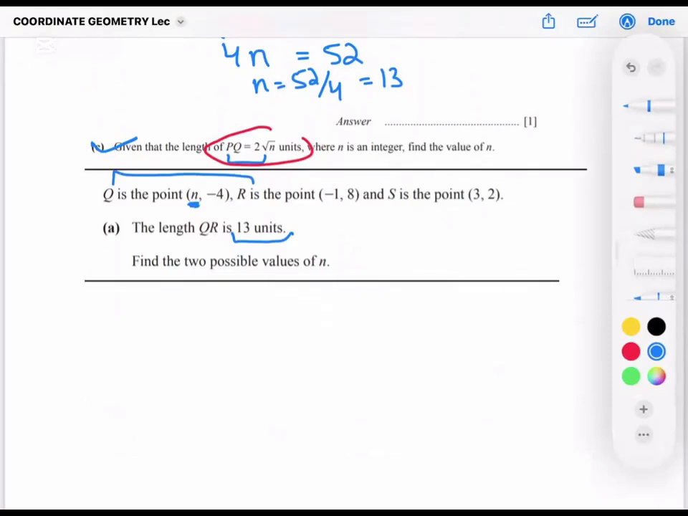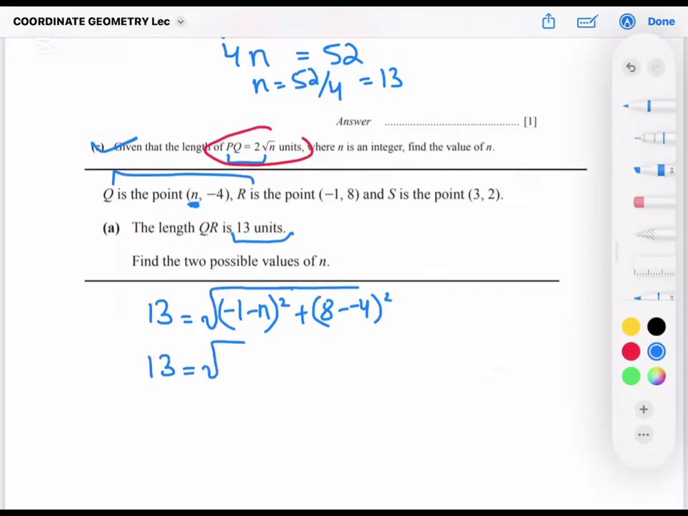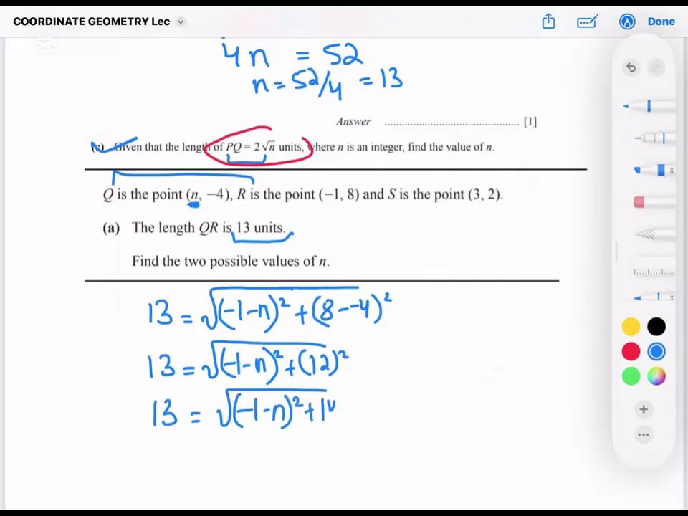So the length of QR is 13, so I will write 13. Now I will apply the formula. x2 is minus 1 and x1 is n, so I will write n here. Plus y2 is 8 and y1 is negative 4. So 13 equals root of (minus 1 minus n) whole squared. So minus minus plus, it will become 12 squared. 12 squared will be 144. Plus (minus 1 minus n) whole squared plus 144.